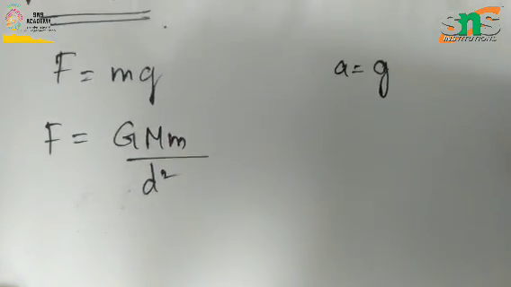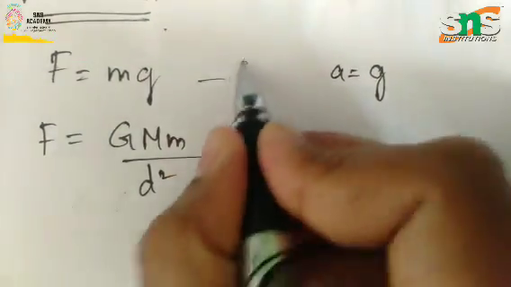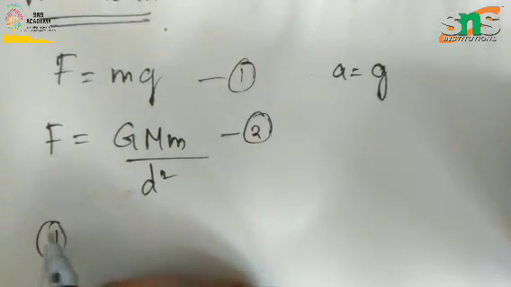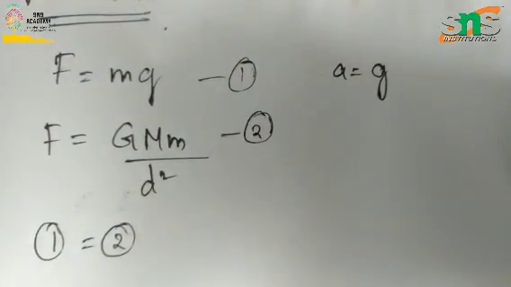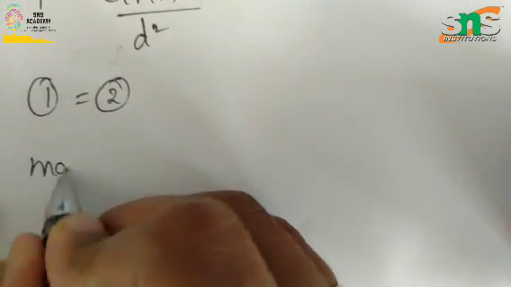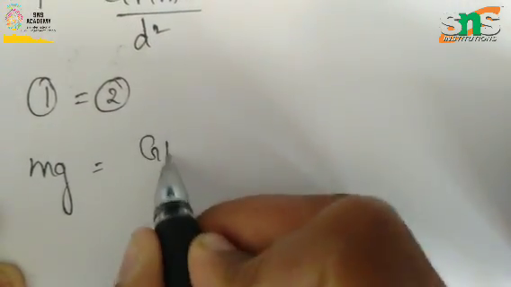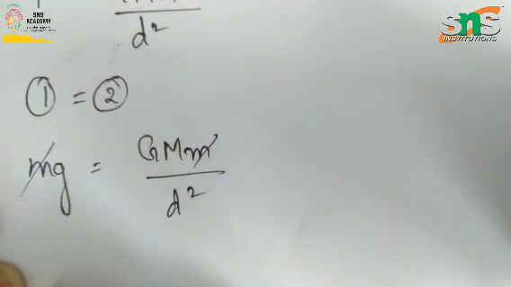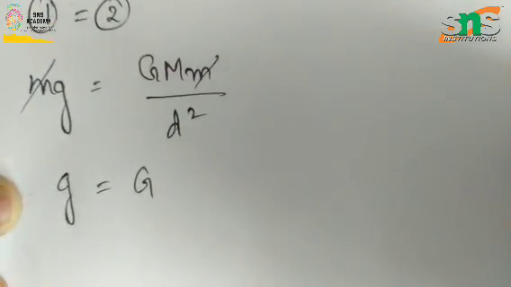So let us consider this as equation 1 and this as equation number 2. Now 1 is equal to 2. Okay, so what will happen? The first equation is mg and the second equation is G M m by d square. So this m and this m will get cancelled. So g is equal to GM by d square.